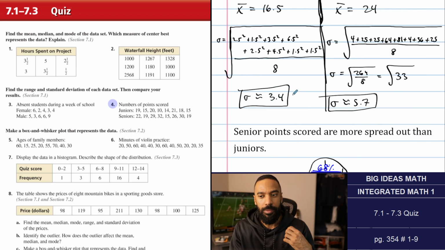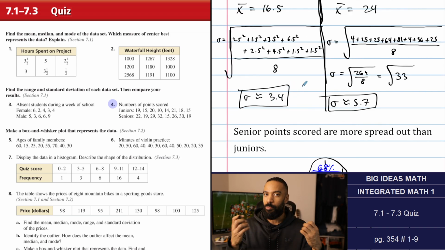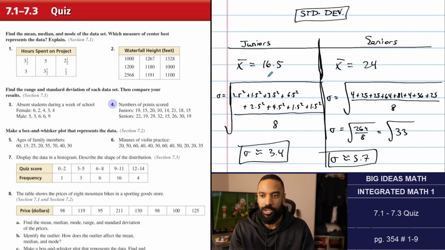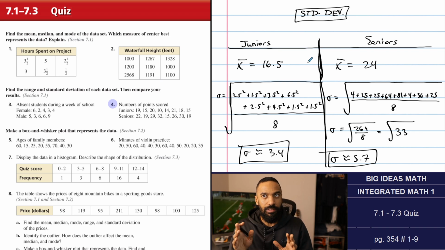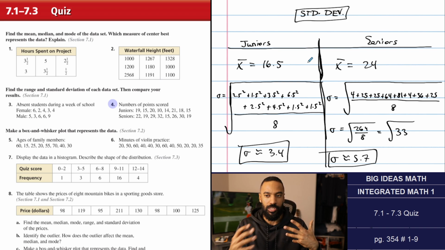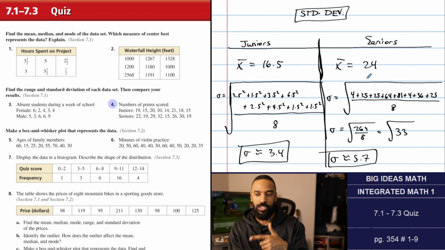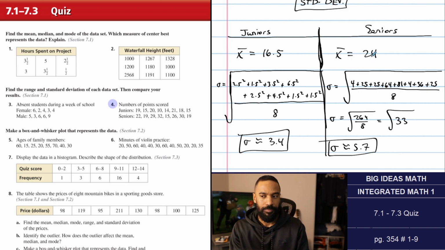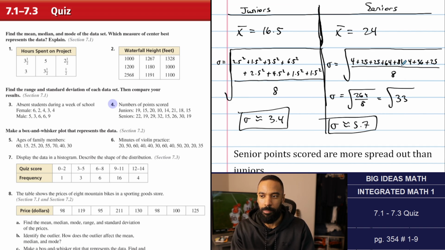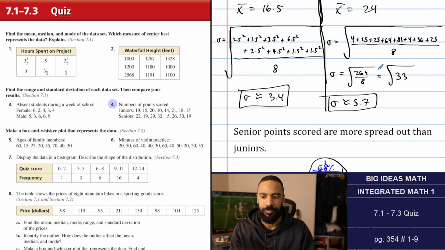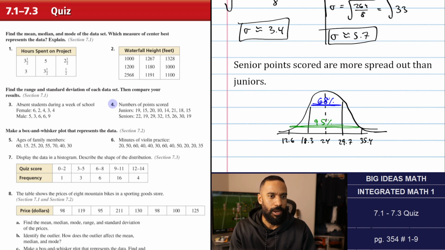Now, if the other one's 3.4, there's less spread overall. There's less variation. Despite the fact that the mean is smaller, that's not necessarily relevant. But if there's a smaller spread, that means that the numbers will fall closer to 16.5, then these numbers will fall toward 24. You can even tell when we squared these numbers that they seemed bigger. I squared 9 over here. Highest I scored here was 6.5, and you get the gist. Okay, that's it for number 4.